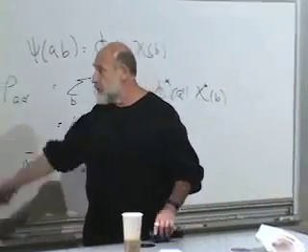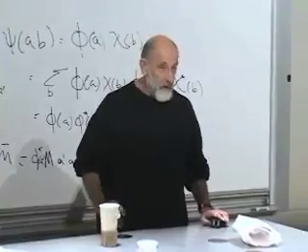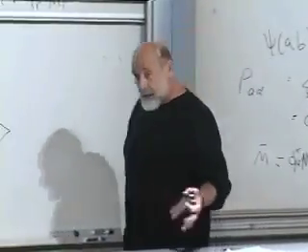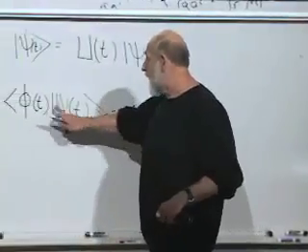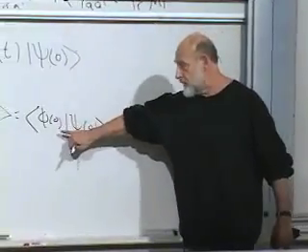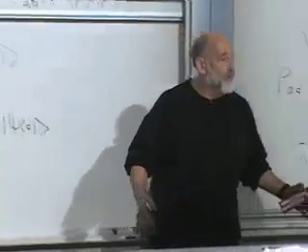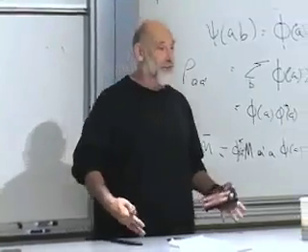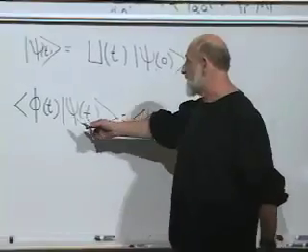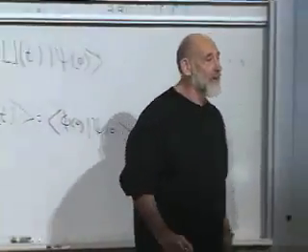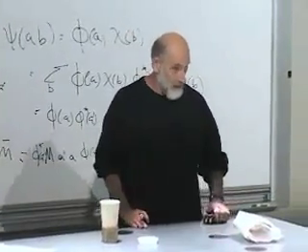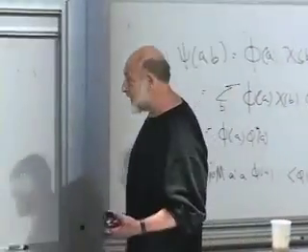From that you can prove that inner products remain invariant. But in particular, for example, if phi and psi are the same, then this is just a normalization, which we normally set equal to 1. This is just a statement that the total probability doesn't change with time, that the normalization of the state doesn't change with time.